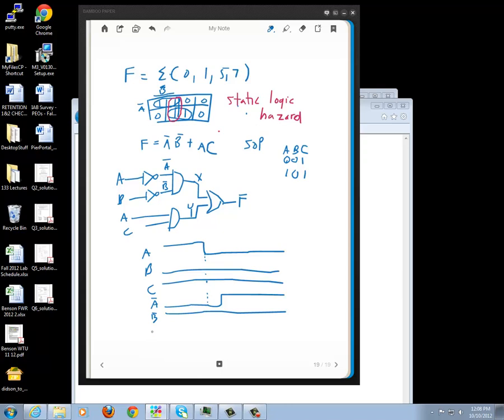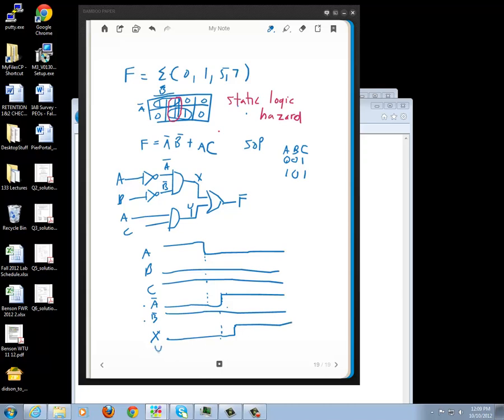Now we have X. X is going to be A naught ANDed with B naught. So as you can see here, we're going to look at A naught and B naught, and X is going to be low because you need 2 1s to get the AND. Here we get a change, but because of the propagation delay, we're going to wait a little bit and then change it to high. Because here you see we have a 1 and a 1 which will make it high, but it takes a bit of a delay to get there.